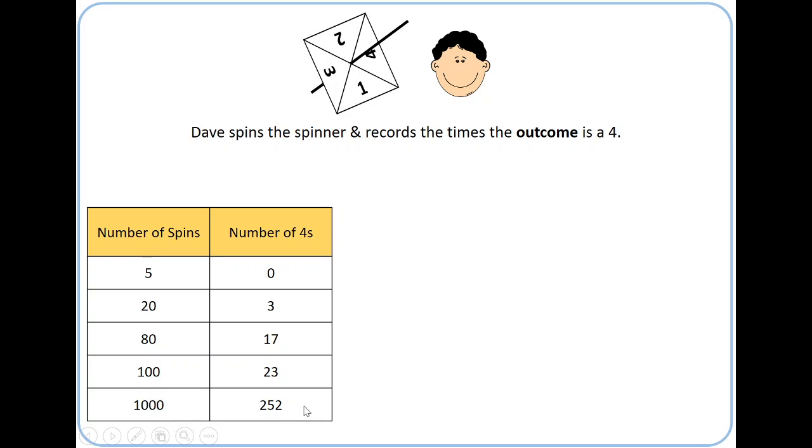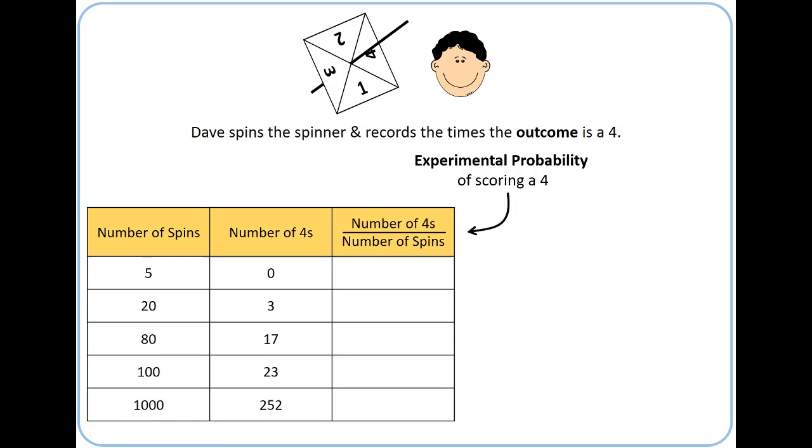So that's almost a quarter of the times, which is exactly what we expect, okay? So we can work out the experimental probability. That's the probability recorded after you've done an experiment, by doing the number of 4s it occurs over the total amount of spins. So 0 divided by 5, 3 divided by 20, 17 divided by 80, 23 divided by 100, and 252 divided by 1,000.